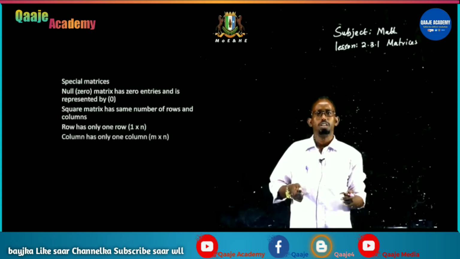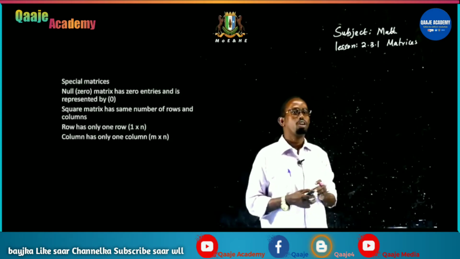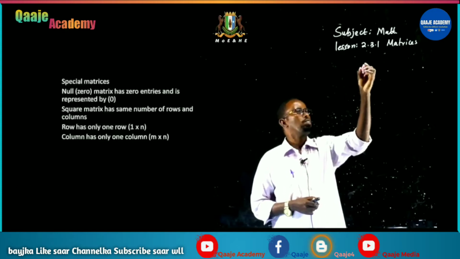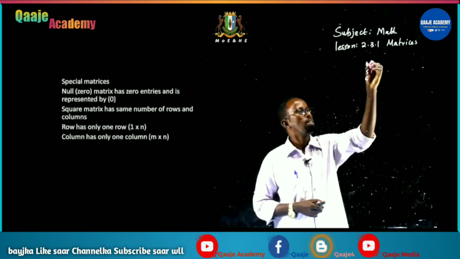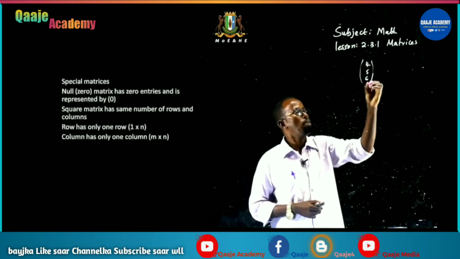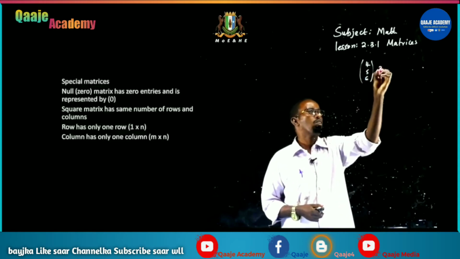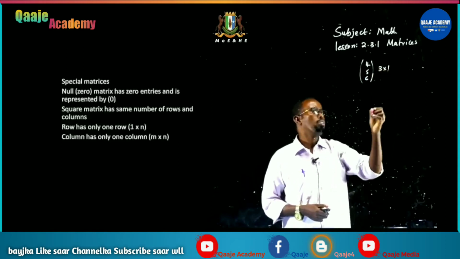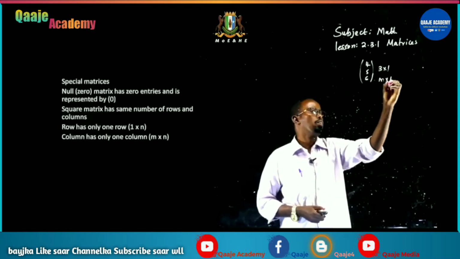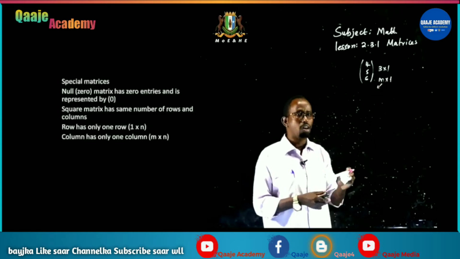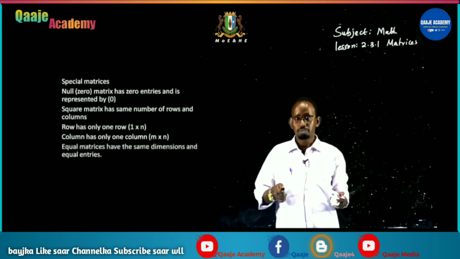A column matrix has only one column. A column matrix is like this: you can write, for example, 4, 5, 6 that way. This is an example of a column matrix. It has three rows and one column. Generally, we say m x 1, where m is the number of rows.